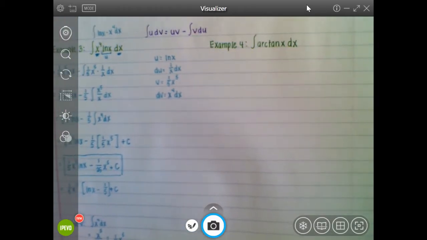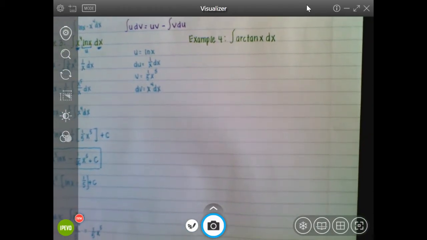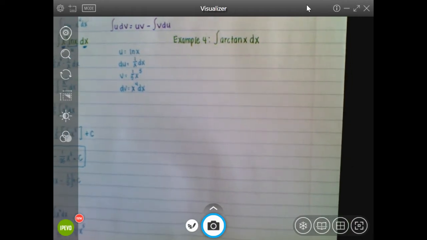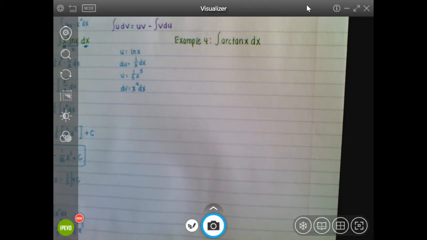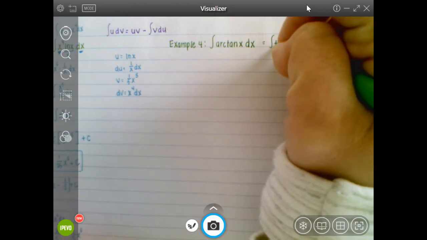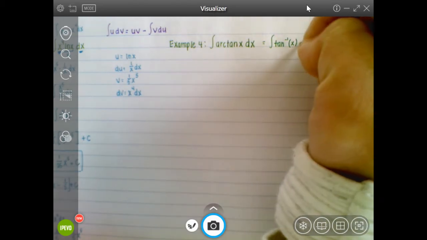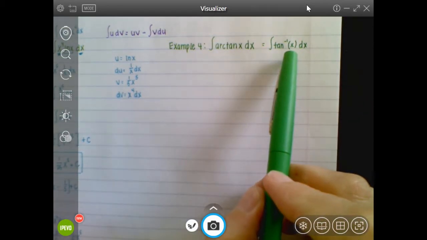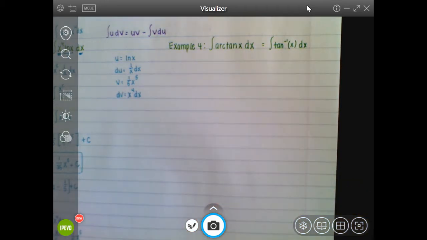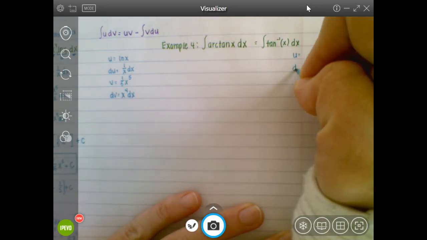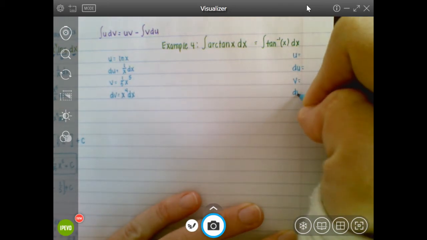All right, let's look at an example with what we were doing a couple weeks ago with the inverse trig. So we'll throw some of that in here. Our example 4 is to take the integral of arctan x dx. Remember that arctan is just a different way of writing tan with the -1 exponent of x dx. So if you like this way a little bit better, you can always rewrite that. So again, I'm looking for 4 values here: a u, a du, a v, and a dv.